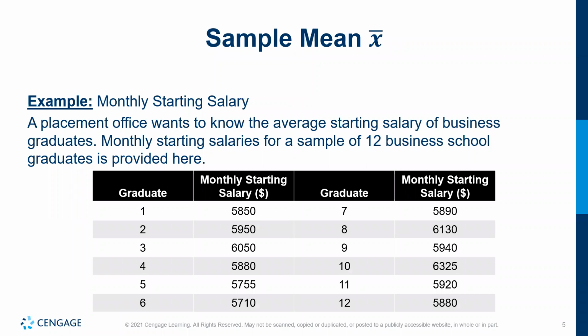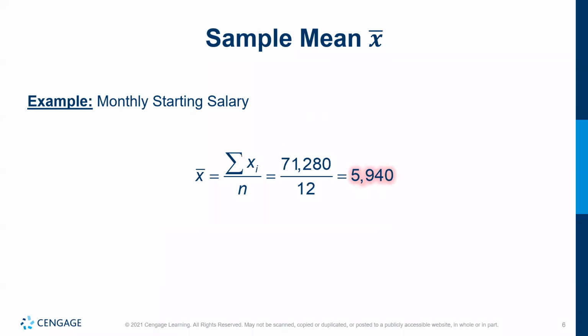So here's a really quick example. I know that you guys know how to find the mean already, so I won't spend a lot of time on it. But we want to figure out the average or mean monthly starting salaries of 12 business school graduates. So there they all are with their salaries. All we do is add them all up, divide by the number 12, and we get the mean, right? We know how to do that.